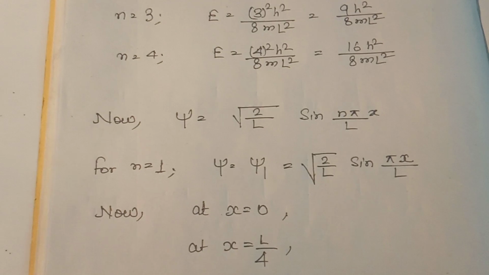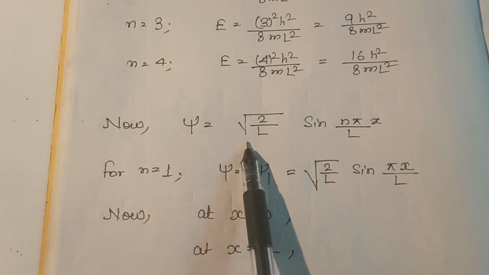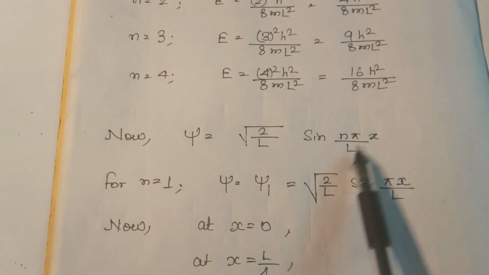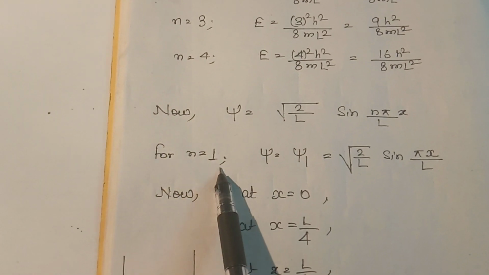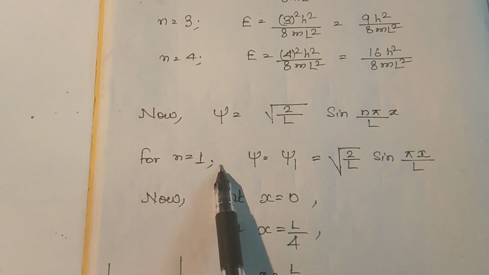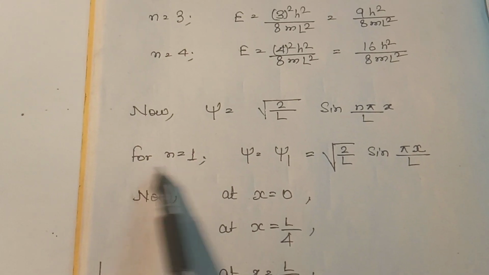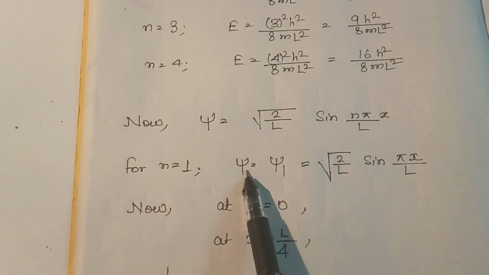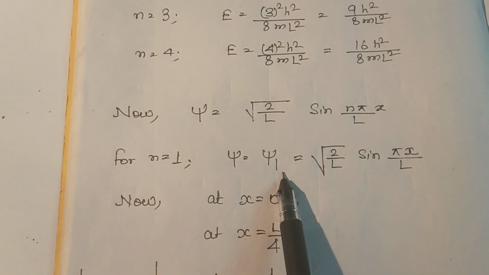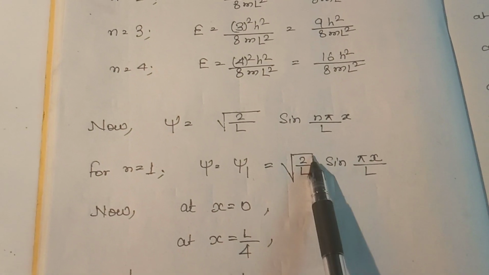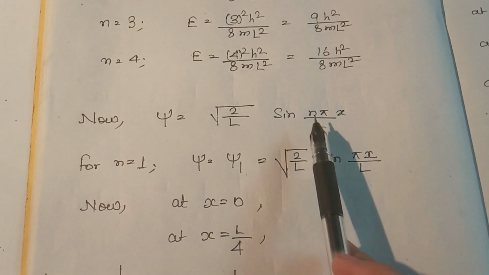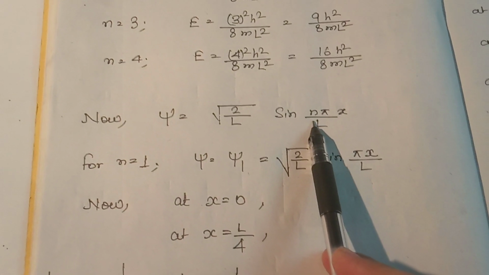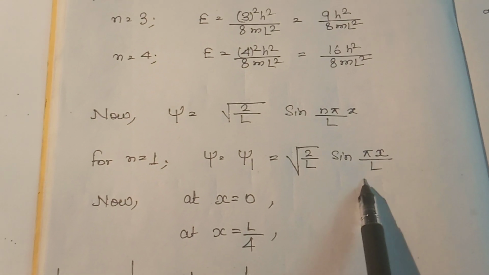Now we will see the expression of the wave function. The wave function expression is the square root of 2 divided by L, sine n pi x divided by L. When we take the value of n equal to 1, that is at the zero point energy or the first energy level, the lowest possible energy, psi is written as psi 1 equal to square root of 2 by L sine pi x divided by L. So what we did is, in place of n we have written n equal to 1.